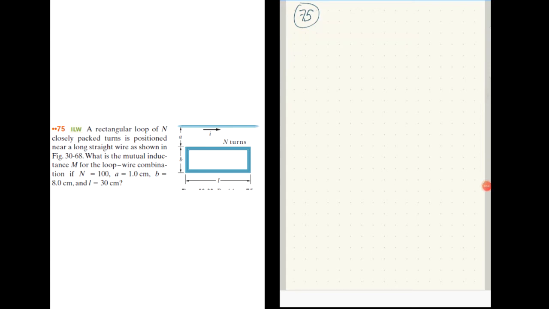This time I'm going to solve problem 75, which is about a set of spires, not wires, a set of spires, which is actually called a coil. Since I'm not a native English speaker, I forgot these names. Anyway, there is a wire with a current passing through it, right above the spires.